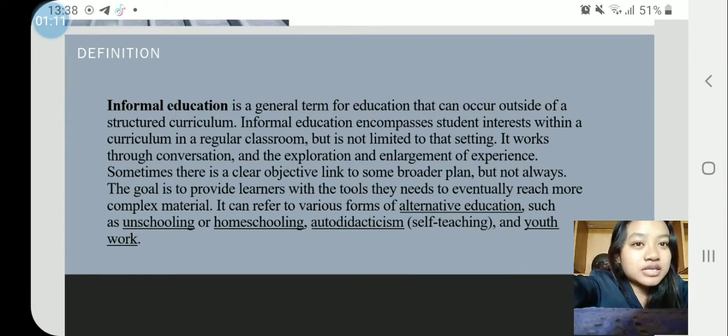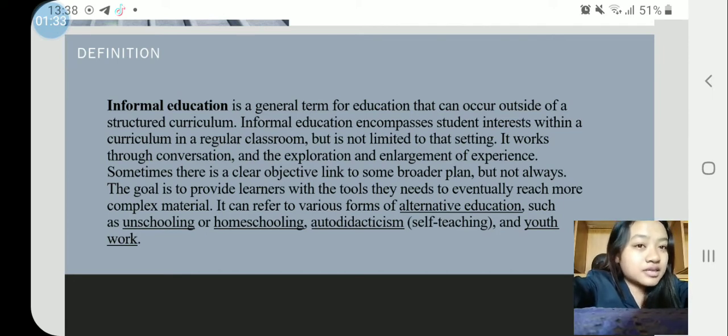Informal education is a general term for education that can occur outside of a structured curriculum. Structured curriculum in this sentence means education that happens outside of the basic or formal education process, for example school or university.